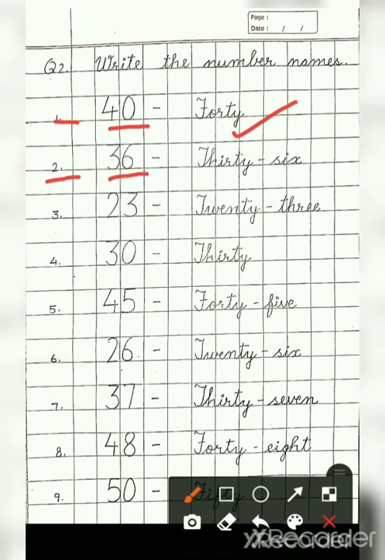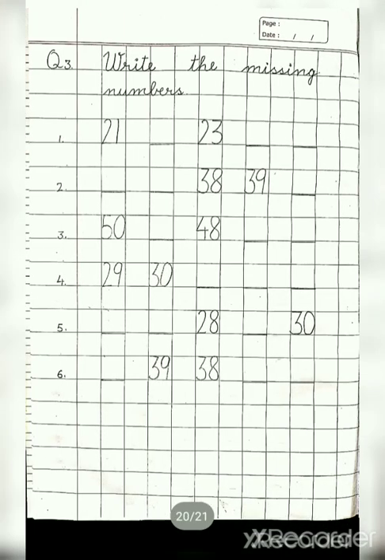After that, second number 2. Number is 36. And spelling of 36, T-H-I-R-T-Y-S-I-X, 36. In the same way, you have to complete till 9. Now, question number 3.